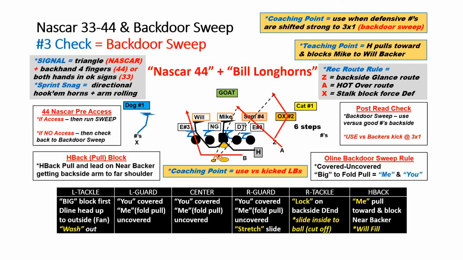All right, our number 3 check, again, is just simply run our sweep away from the strength of the formation, backdoor sweep. With this, we would simply just do our Bill Longhorns, which is one of our core backdoor RPOs. Again, now this turns into our regular sweep handoff with our Mickey RPO and the H filling up, pulling to the backside. Again, if they've kicked all the linebackers to the right, in this case to our formation strength, we can go ahead and just run our core backdoor sweep.